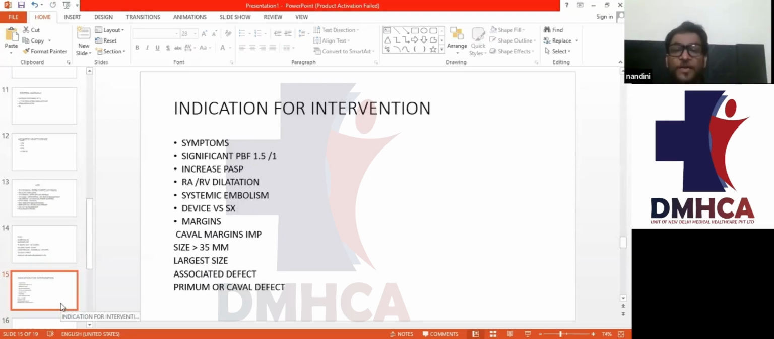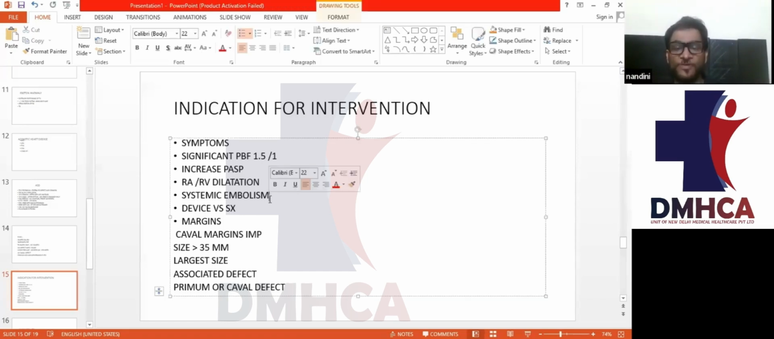So what are the indications for intervention in ASD? If the patient is having symptoms and the symptoms are because of the ASD, when there is a significant pulmonary blood flow that is more than 1.5:1, when there is increased pulmonary artery systolic pressure, which you can measure on the echocardiogram, when there is RA-RV dilatation because of the ASD, when there is a systemic embolism, that means the patient is having a stroke, and that stroke we can expect from the ASD or PFO.